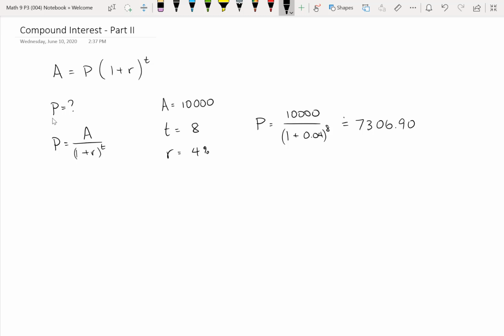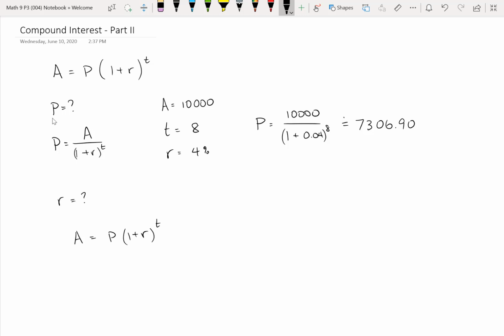So what if we're looking for the rate as opposed to the principal? Well, that's a little bit trickier. So let's go through how you would isolate the term r in the formula. Just as before, the easiest thing to do would be to divide by something on both sides. Now, if we want to get the r on its own, let's just start with the formula: A equals P times 1 plus r to the power of t.